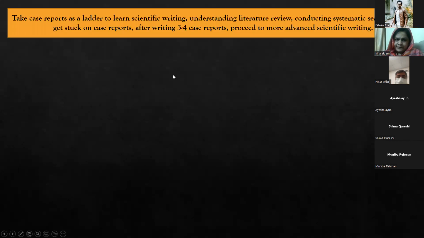So first of all, take case report as a ladder to learn scientific writing, understanding literature review, conducting systematic search. Do not get stuck on case reports. This is very important. I have seen this practically.